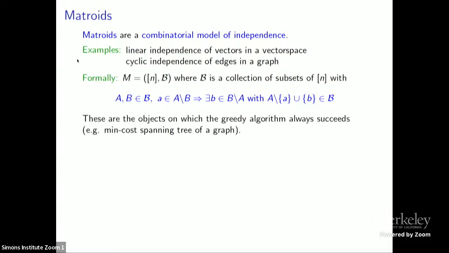And this exchange property guarantees that, for example, if you want to use the greedy algorithm to find your favorite such object, you will always succeed. So finding the min cost spanning tree in a graph is an example of something that you can solve using a greedy algorithm. And that's exactly because the spanning trees of a graph form the bases of a matroid.